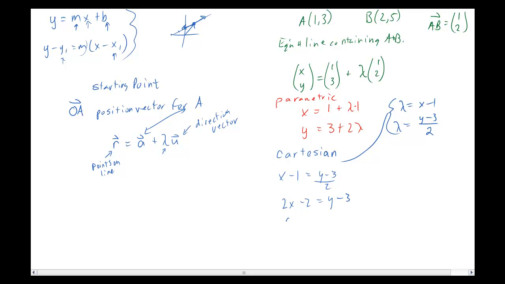Add the 3 to both sides. I've got 2x plus 1 equals y. And so now I have it in slope-intercept form. I've got my y-intercept and I've got my slope there.